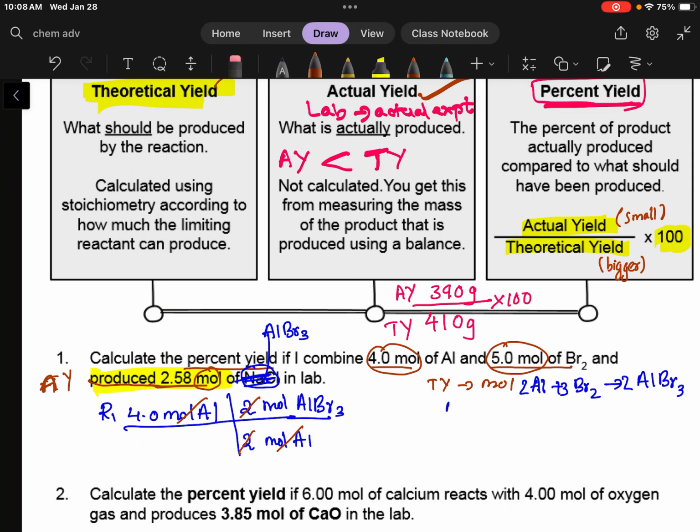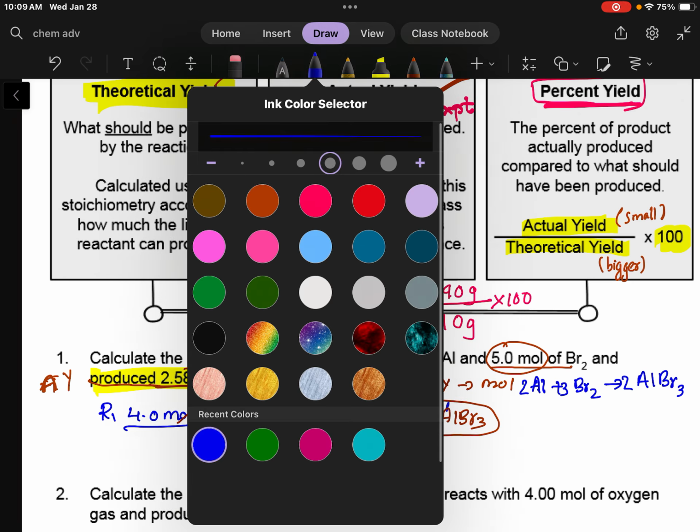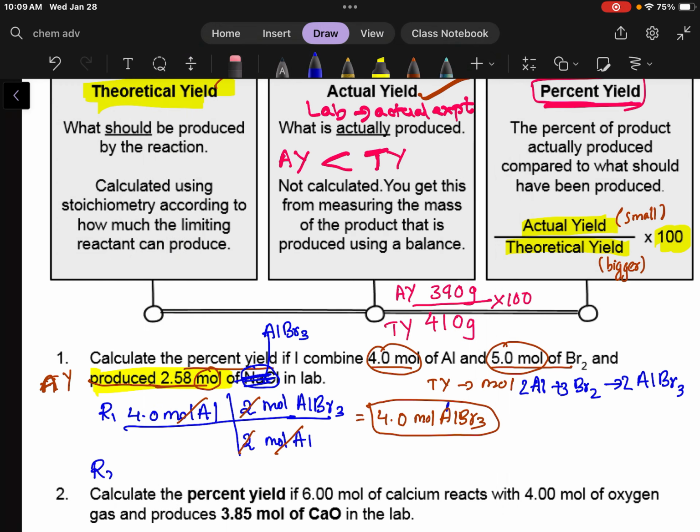So your answer, we don't know whether it is a theoretical yield or not. Let's write that first: moles of aluminum bromide. Okay, we got that from the first reactant. Let's do that with the second reactant, which is 5 mole of bromine.